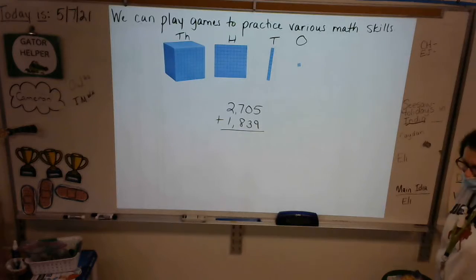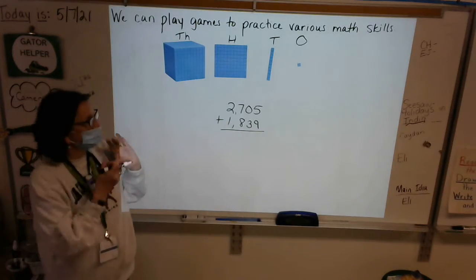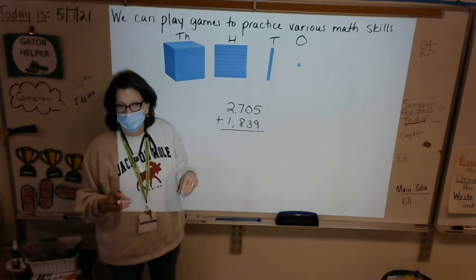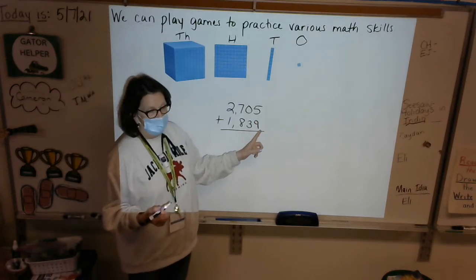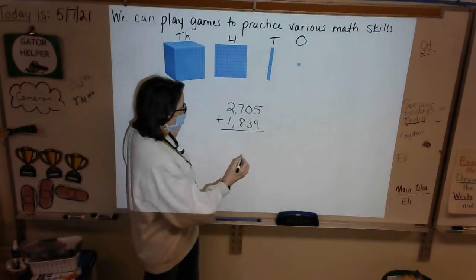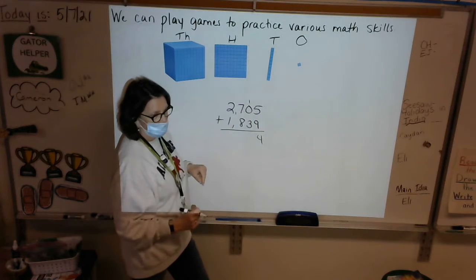All right, let's hear what we got for answers. Well, let me think out loud like a third grader. So what place do we always start with class when we're doing the algorithm? We start with the ones place. So 5 ones plus 9 ones. That means 5 of these plus 9 more gives me 14. So I'm going to put down the 4 and regroup that 10 into the tens place.